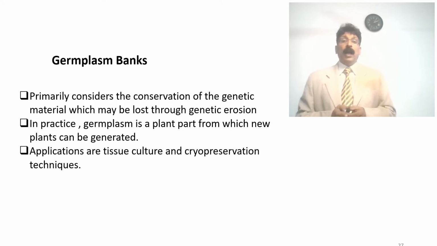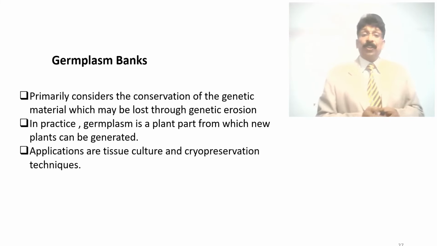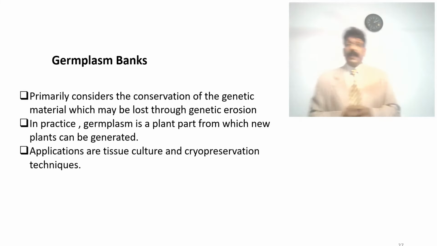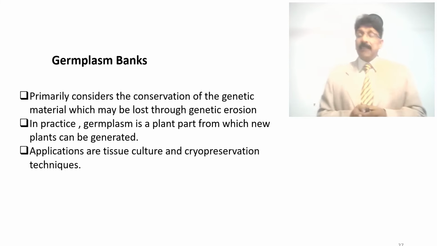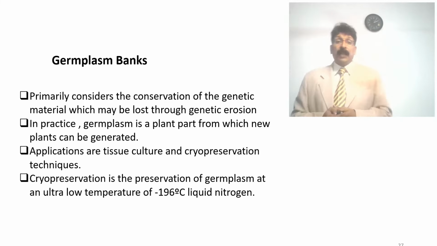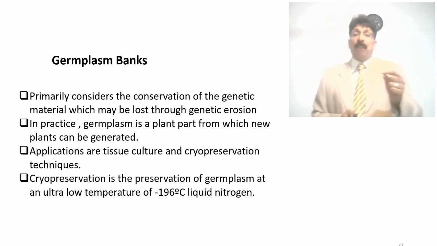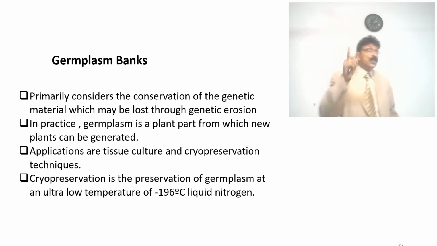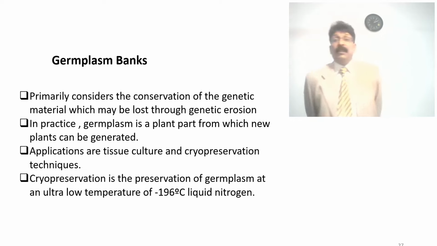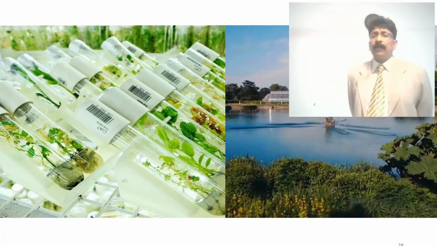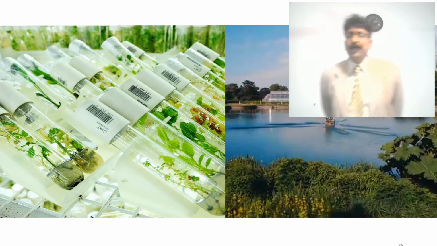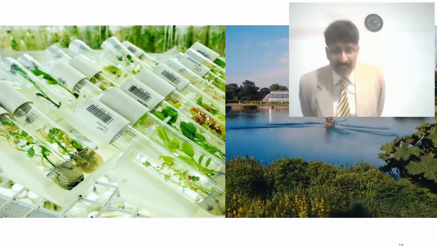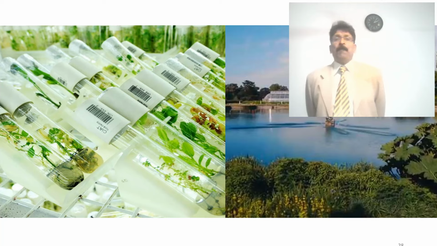An application is tissue culture and the cryopreservation technique. Cryopreservation is also an important preservation technique in tissue culture. We will be studying the procedure in detail. Cryopreservation is the preservation of germplasm at an ultra low temperature of minus 196 degrees centigrade in liquid nitrogen. So these are all the examples, and the difference between in situ and ex situ conservation of medicinal plants and animals, as we have discussed.